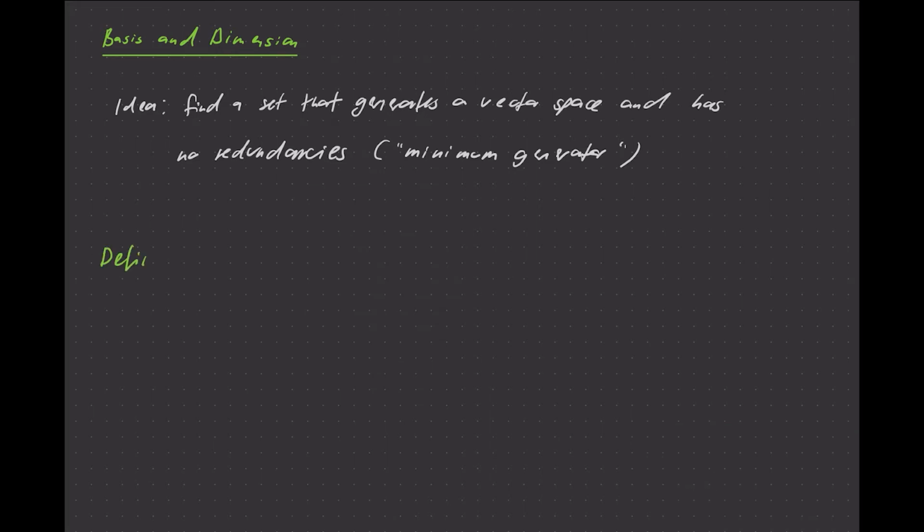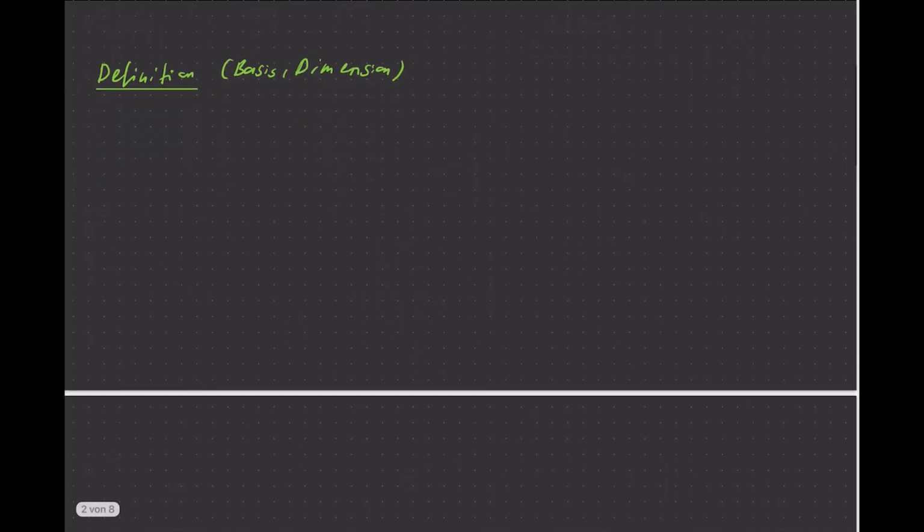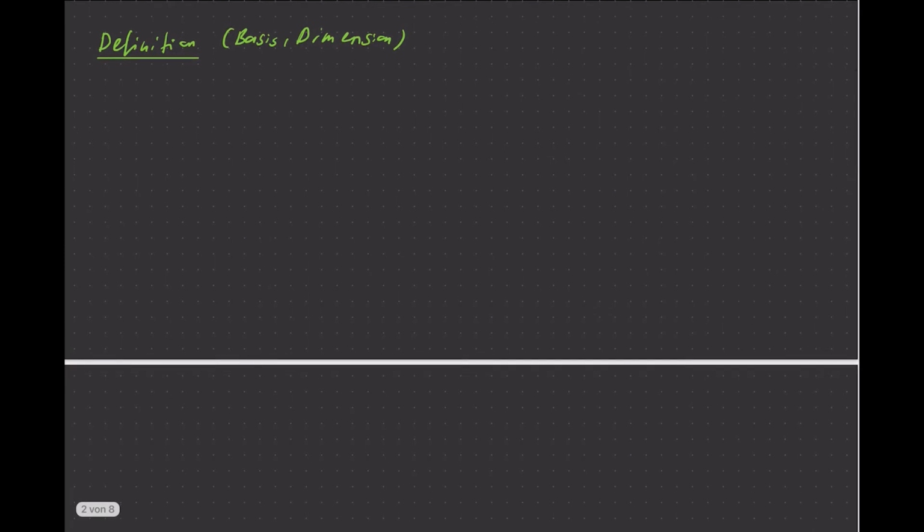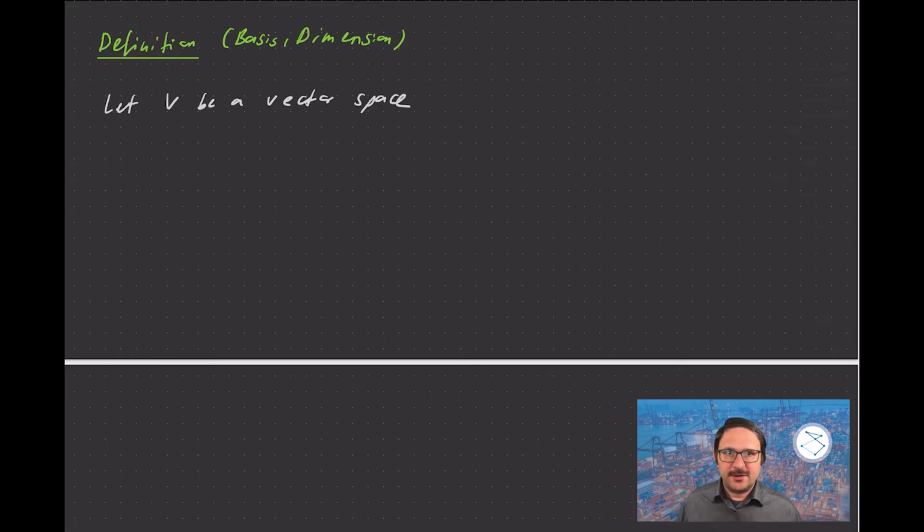So as a definition of basis and also of dimension, as always, we'll start with a vector space. So let V be a vector space. And then a subset of that vector space will be called a basis if two conditions are satisfied. The first one, it needs to actually generate the vector space. So the span of the set is the vector space. And the second one, it needs to be irredundant, meaning it needs to be linearly independent.